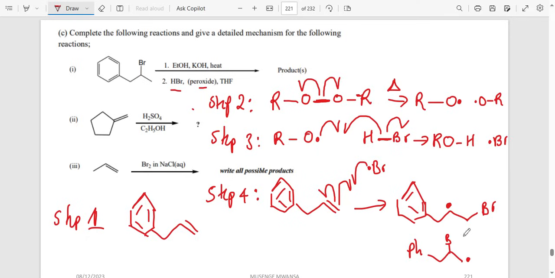Now, we talk about the stability of the radical that we have formed. This is a secondary radical. This is a primary radical. A secondary radical is more stable than a primary radical. So that is why this mechanism ends up attaching Br at the end instead of attaching Br in the middle. We consider the formation of the radical. We want the more stable radical to be formed. That is the thing about this mechanism. Okay, that is going to be our product.